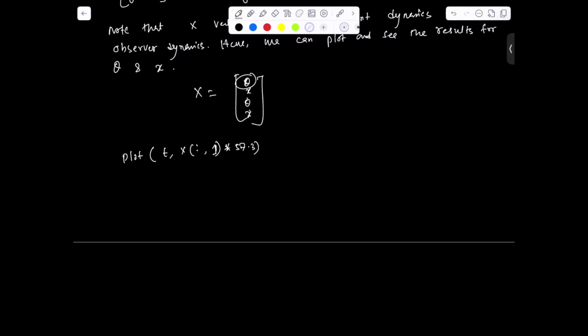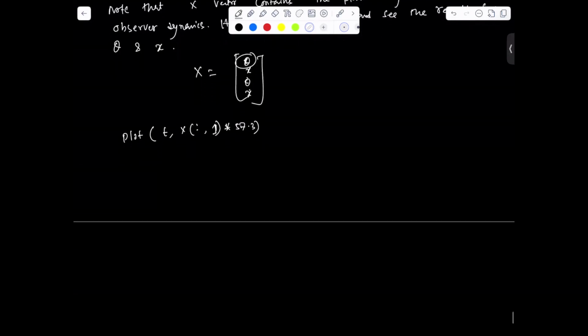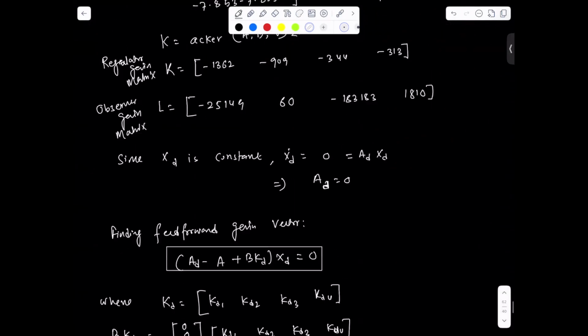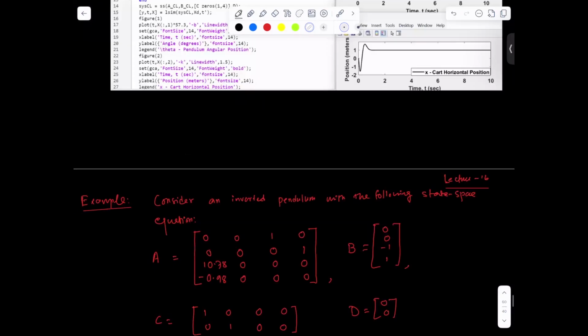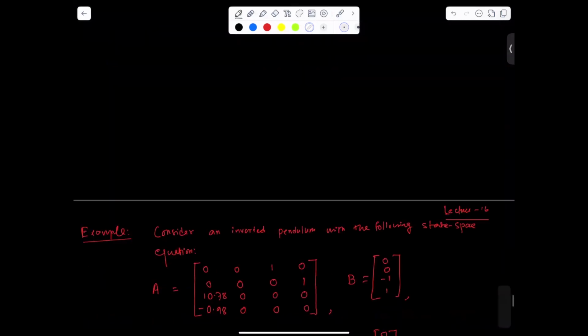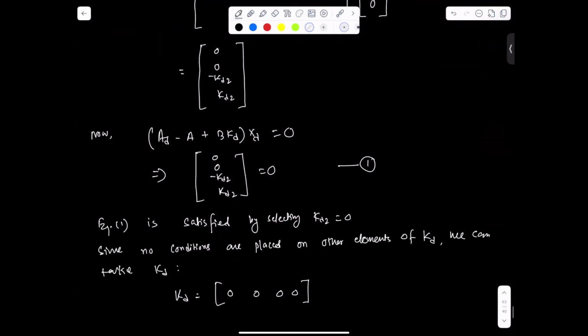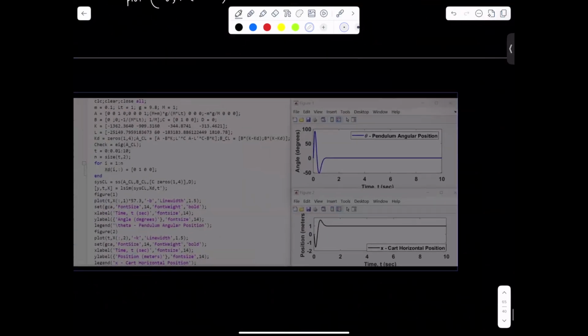So 1 radian equals 57.3 degrees, and if you want to plot the other one, t, x. So this is for the cart position, this is for the angle. Now let's look at the simulation result of this. This is the MATLAB code Dr. Prabhajit has prepared for it. He is a very good coder.